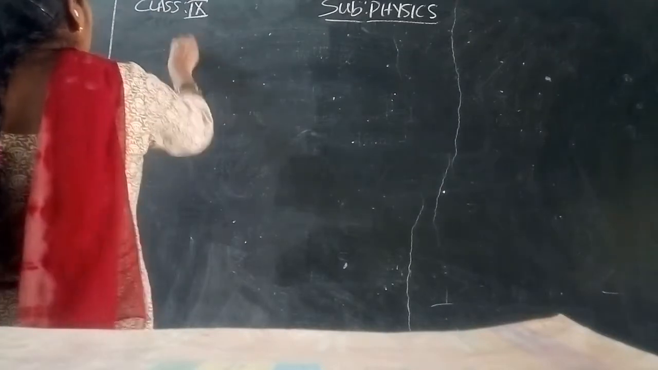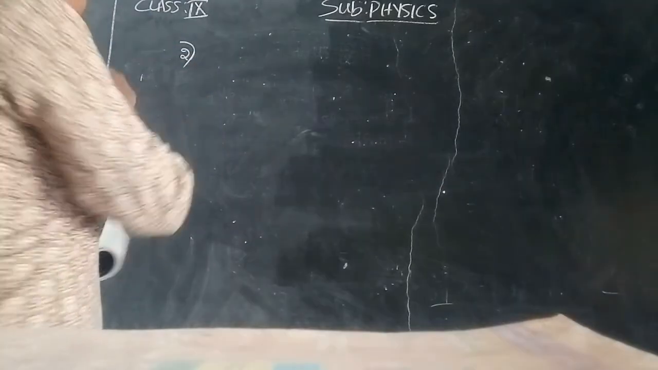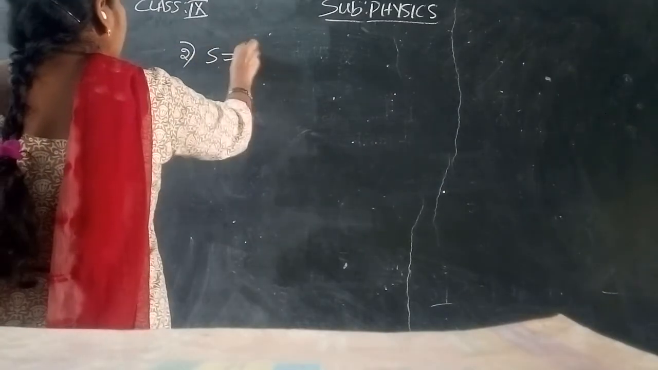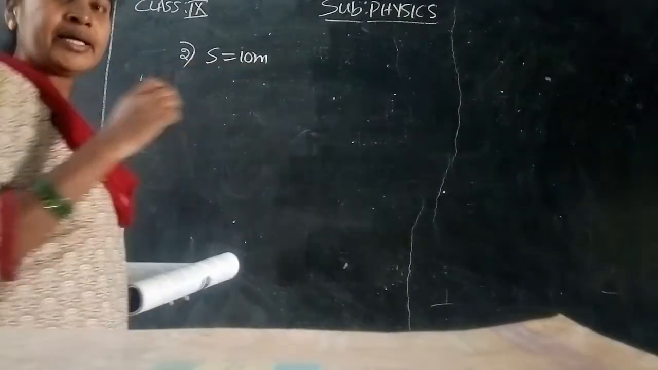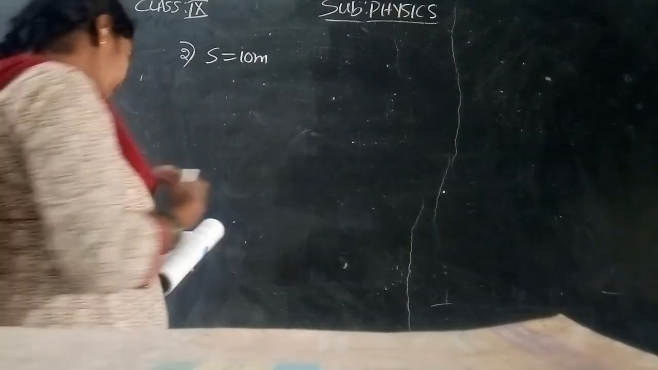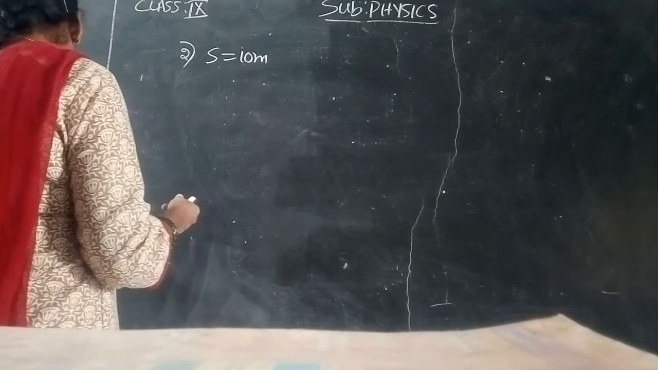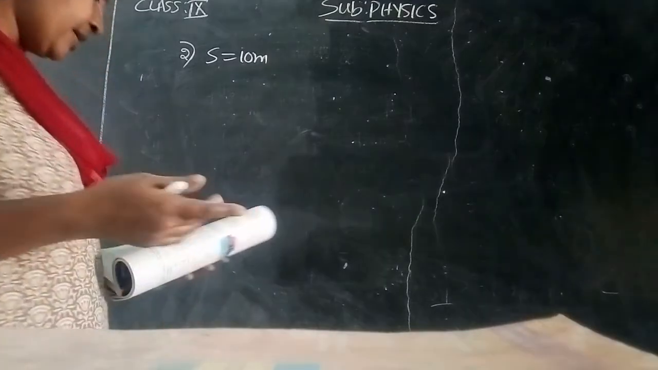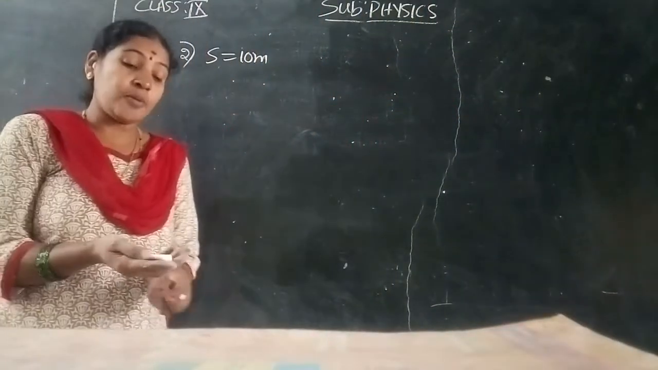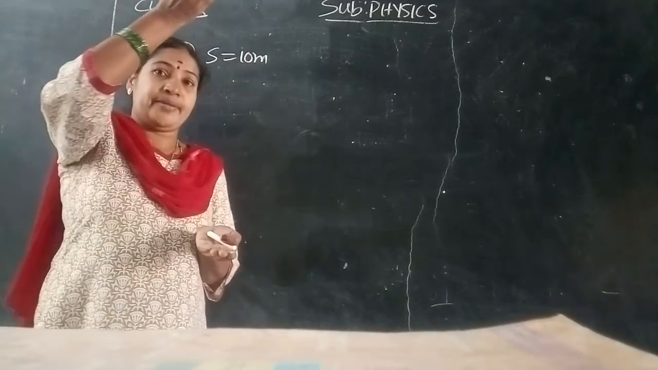Okay children, let me write out the data part for the second question. What have they given? Distance they have given as 10 meter. Height is nothing but distance, that is 10 meter they have given. And what else have they given? Acceleration due to gravity we can consider as g, that is 9.8, or 10 also we can consider. Then here the object is thrown upward.